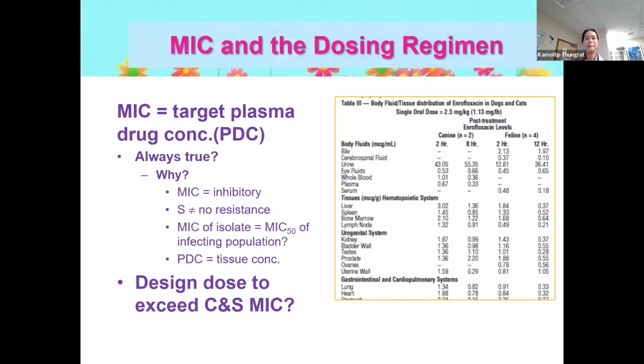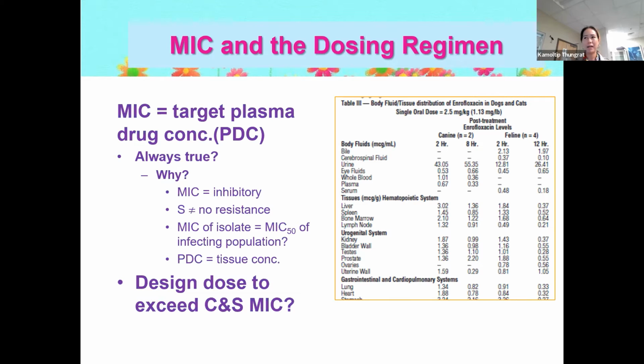Okay, I think probably this slide is going to be a better answer to you, Ronan, about the MIC being the target. Right now we know the target: we have to have the plasma drug concentration more than the MIC. But do you think it's always true? No, because sometimes we have the bacterial infection in a sensory organ, like the prostate gland, eyes, or the CNS. Those kinds of things, blood plasma drug concentration is probably not a good idea.